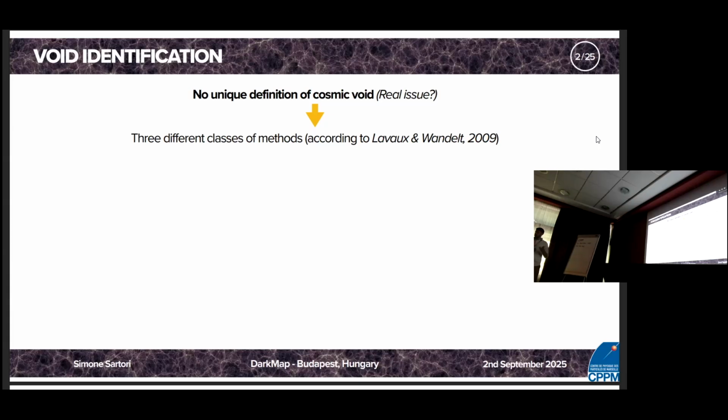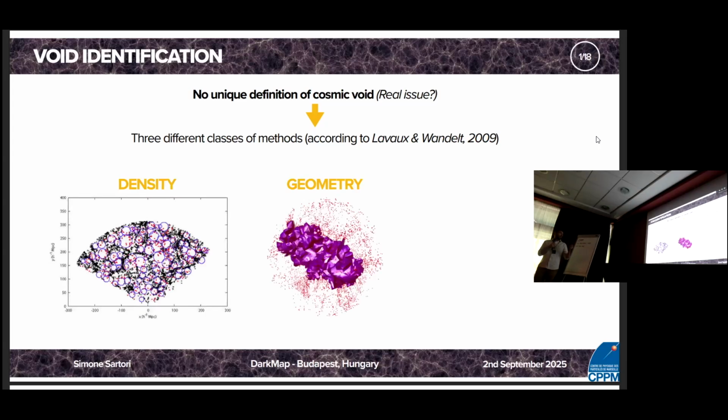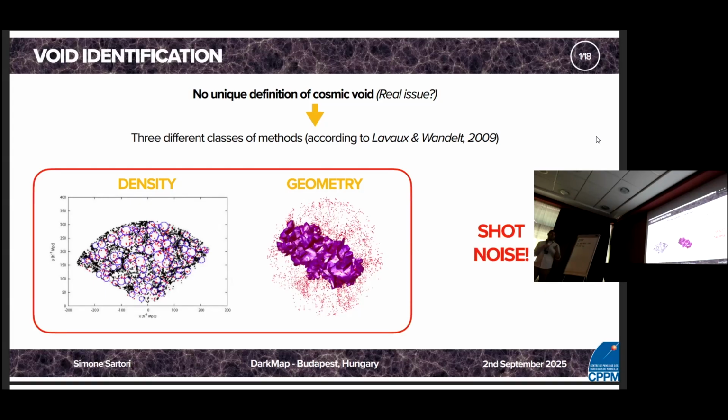From this lack of a unique definition, we get a huge set of very different methods of void finding that we can group in three different classes. We have density-based and geometry-based methods. What they do is trivially to evaluate the density field in a direct way in order to find the underdensities. These methods are prone to be highly affected by shot noise. This is straightforward to understand. We want to evaluate the density field in a direct way in regions in which it is really poorly sampled because we are in underdensities.